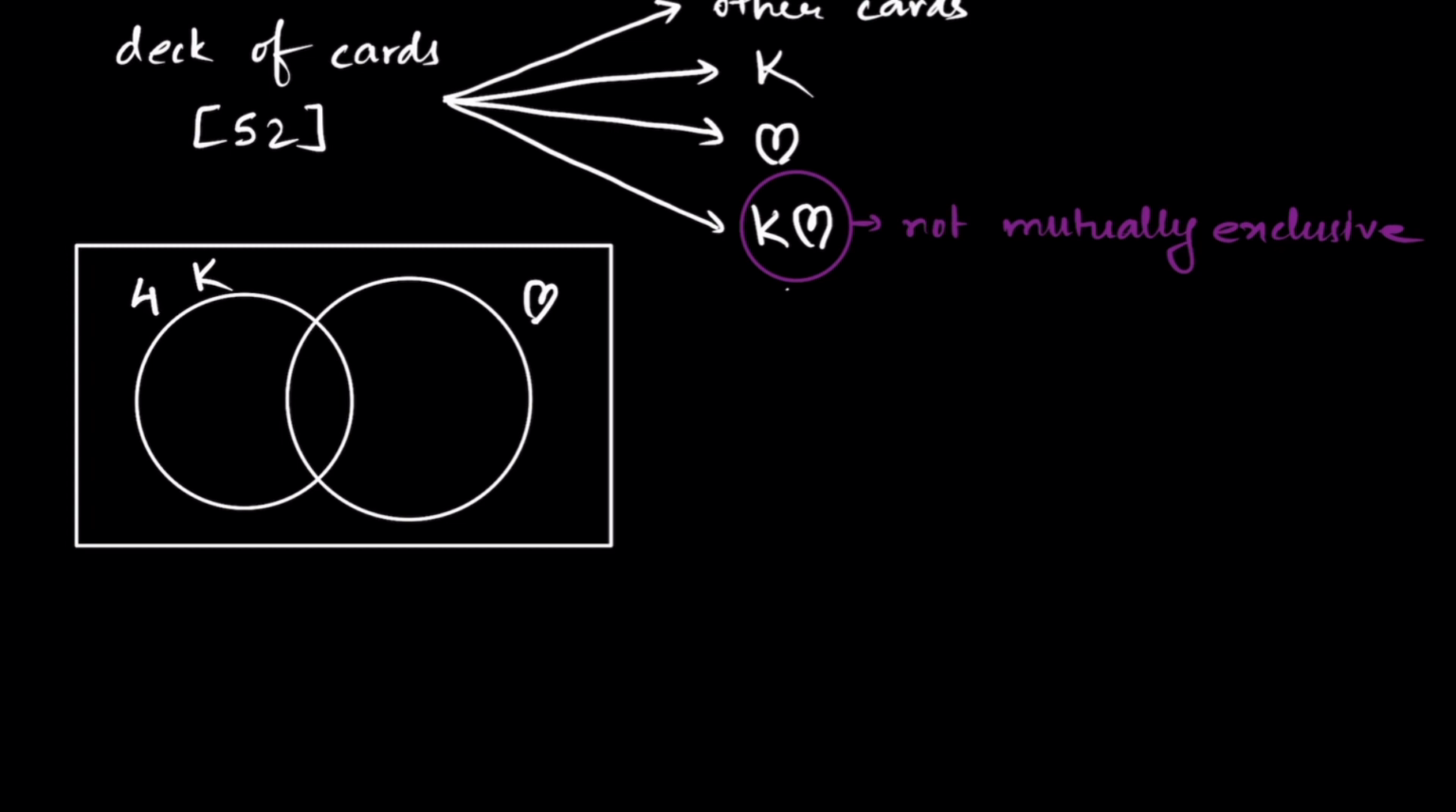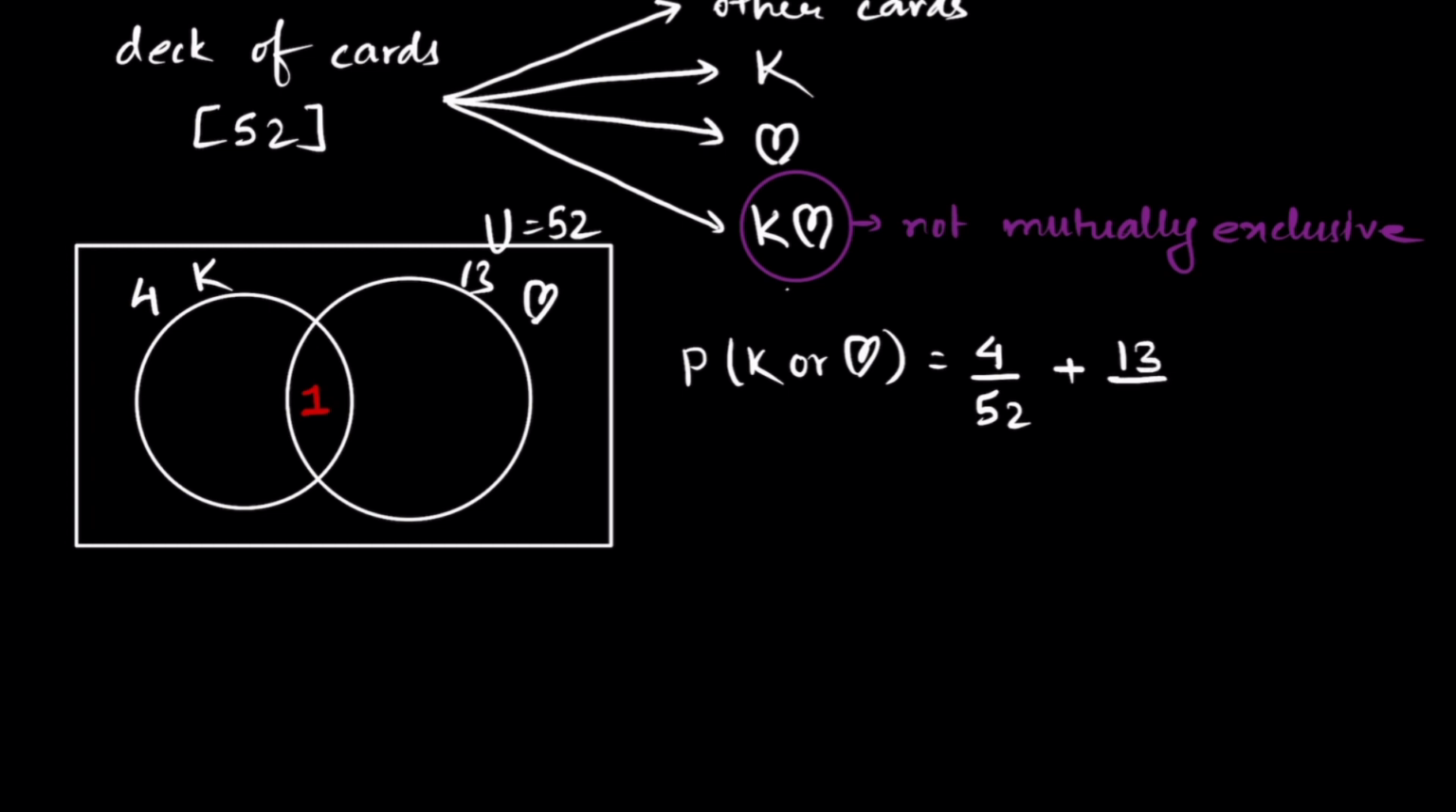There is a probability that you might get a heart. There are altogether 4 kings and altogether 13 hearts in a deck of 52 cards. However, there is also a probability that you might get the king of hearts. There's 1 king of hearts in a deck of cards. So the probability of getting a king or a heart is going to be equal to, what's the probability of getting a king? 4 by 52. Plus, what's the probability of getting a heart? 13 by 52.